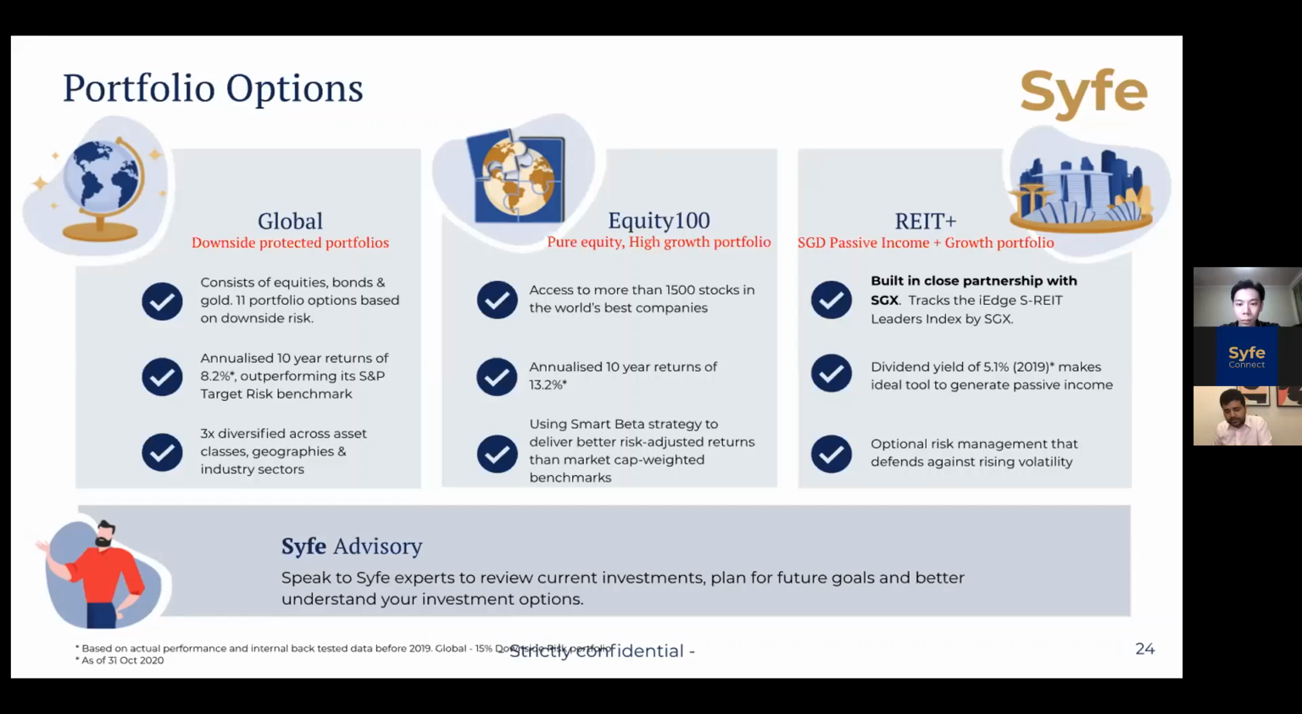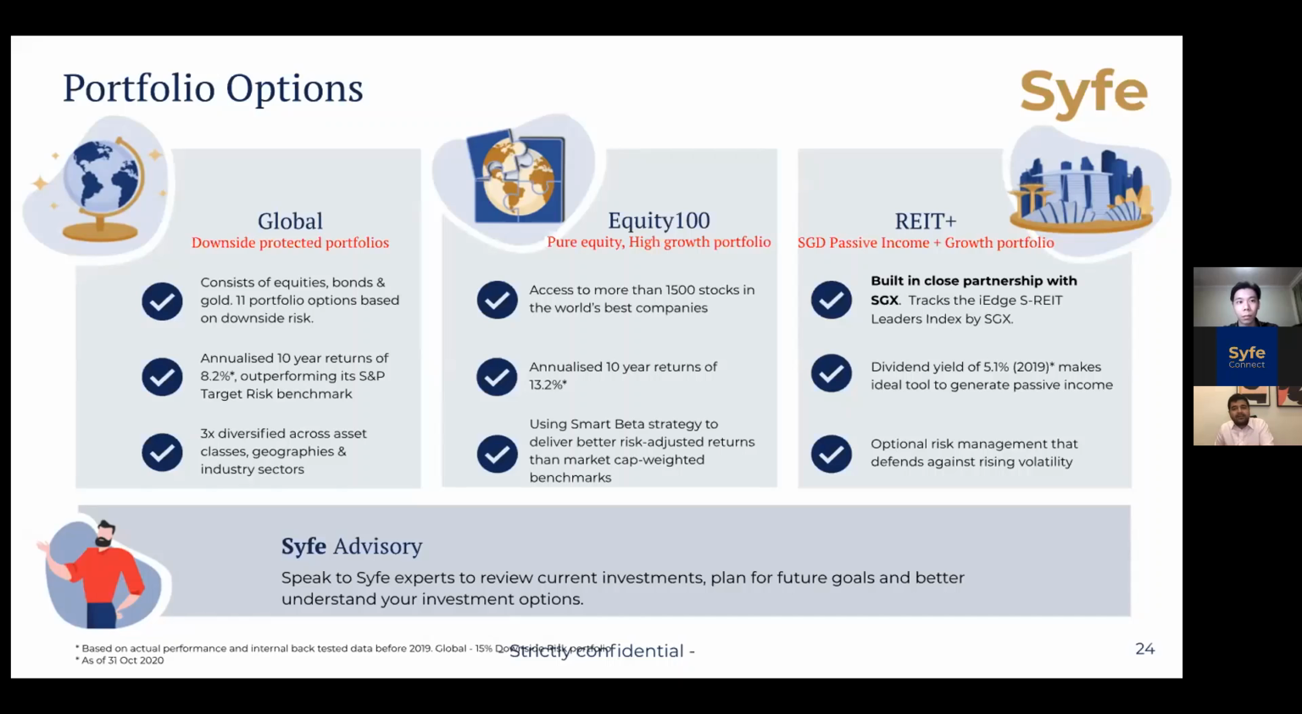And lastly, for those who require something a bit more Singapore, a bit more passive income, it's the Syfe REIT Plus, right, which was built in close collaboration with SGX, right? And this is, again, a very, very unique product. I'm sure we are the only ones who have this product. We're the only ones who track this index. And it's a great product, very well liked. And the dividend yield is about 5.1% last year. This year, I think even after the correction, it's still roughly about 4% or so. So still very solid in some way, right?